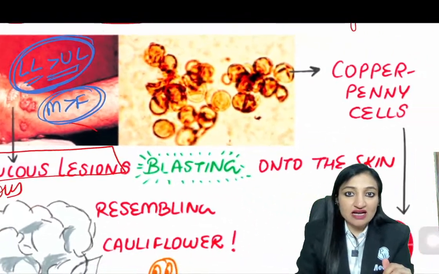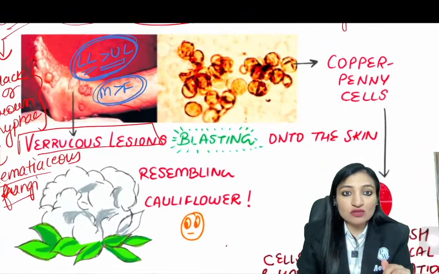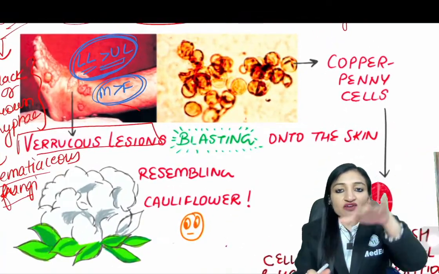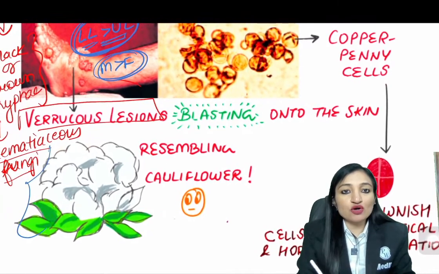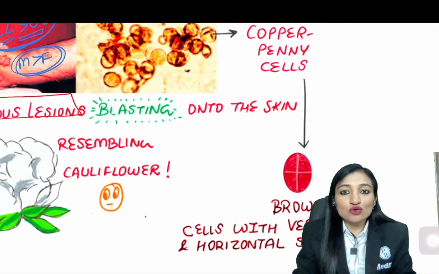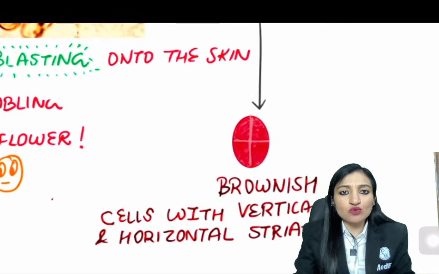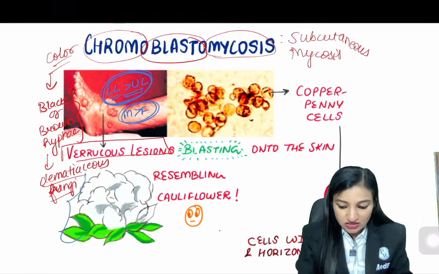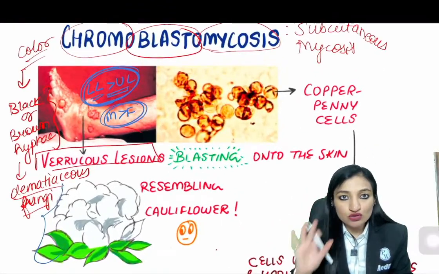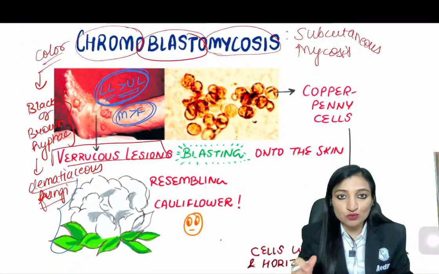This picture next I already have explained, the copper penny cell. Remember, the verrucous lesions, their surface resembles what? Cauliflower, isn't it? So that is why I thought, let me draw a cauliflower over. So this is a schematic representation of these brownish cells with vertical and horizontal striations or internal septations. Is this clear? So that's chromoblastomycosis for you.